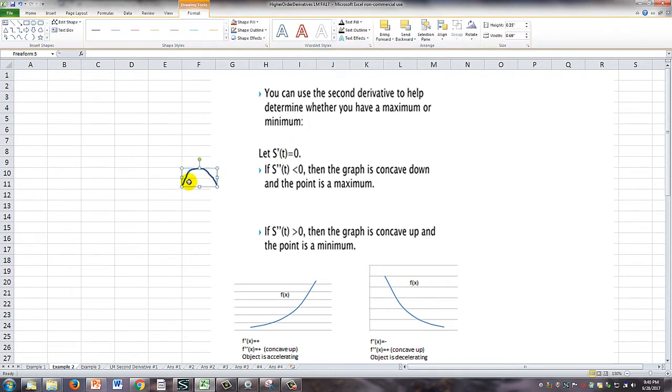So if your second derivative is negative, then it's concave down, and if your first derivative is 0, then you know you've got a maximum. And then if your second derivative is greater than 0, then you know you have concave up, and if your first derivative is 0, you have found a minimum. So you goal seek the first derivative to 0, and then if your second derivative is negative, we know it's a maximum. If you find that your second derivative is greater than 0, then you know that you have a minimum.